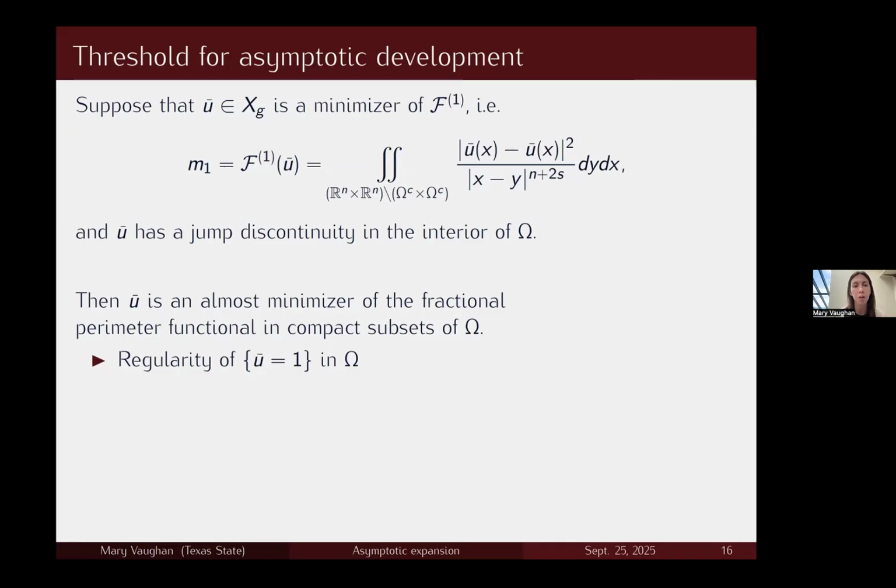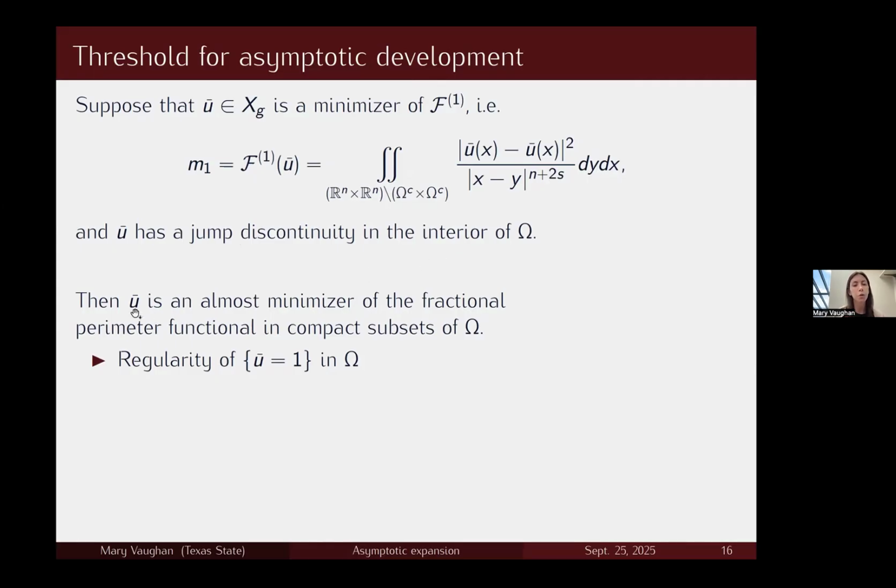So I thought I would just take a couple of slides and give you an idea on why this is true. So suppose we have a minimizer. What does that mean? That means when I plug it into F1, I get the minimum value. And just as a reminder, this is what that functional looks like. And let's look at the case when the minimizer has a jump discontinuity in the interior. We can also consider when there's a jump at the boundary. The proof is very similar, so we'll just say jump discontinuity in the interior.